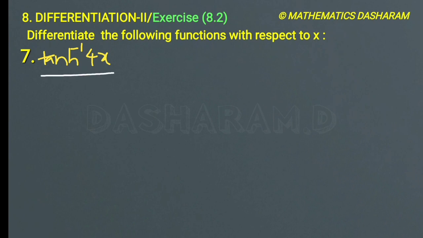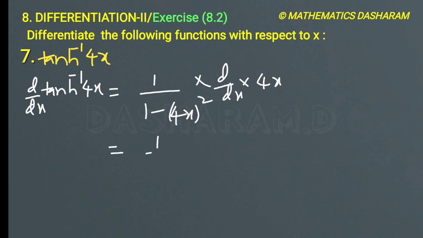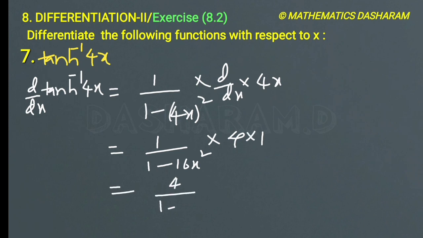Seventh question, tan h inverse 4x. So the derivative of tan h inverse 4x equals, the derivative of the inverse function, 1 by 1 minus x square. What is the x value given here? 4x. So 1 by 1 minus 4x whole square. Next do the derivative of another function, that is 4x. Then 1 by 1 minus 16x square into the derivative of 4x, which is 4 into 1. So 4 divided by 1 minus 16x square is our required answer.